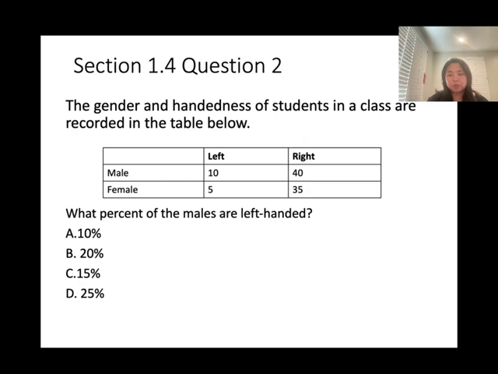What percent of the males are left hand? So we do have 50 males and only 10 of them are left hand. So 10 over 50. Okay, the answer is going to be B.